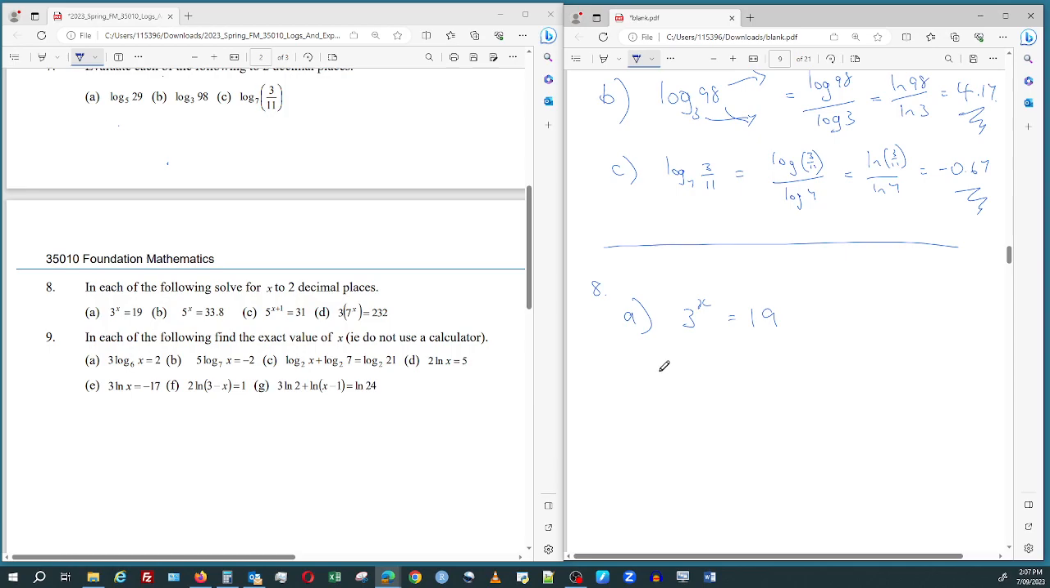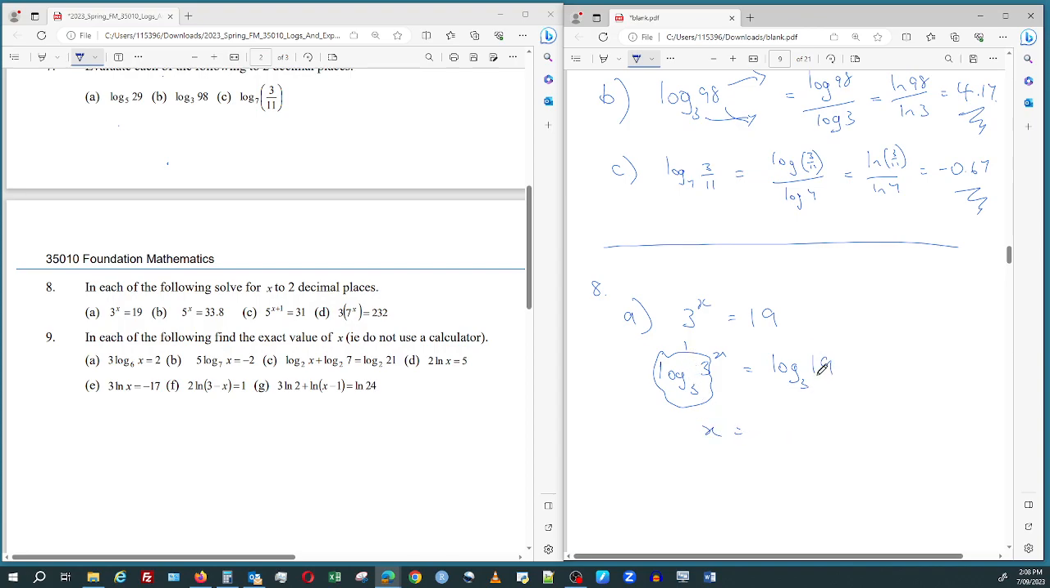We take the log base 3, and it undoes this one. What you do to one side, you do to the other. And so x has a value. That's a 1. So x is this value.